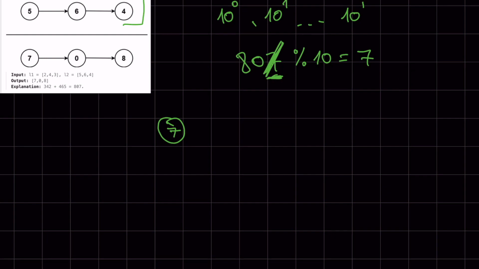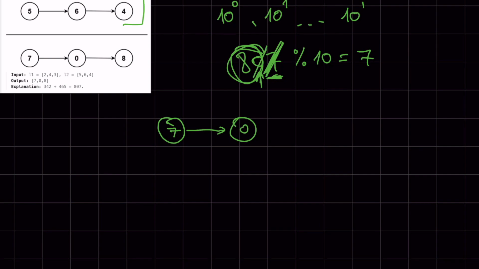So now we look at the next number and we want the next digit. So how can we get the next digit? Again, we are just going to get the answer modulo 10. In this case, it's going to be 0. So we are going to add 0 to our list.